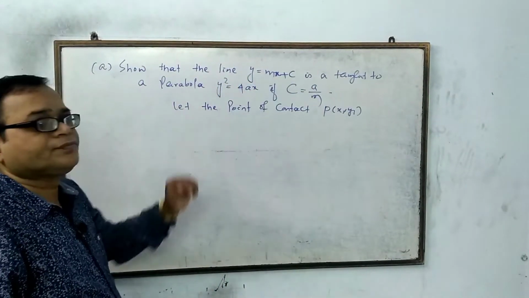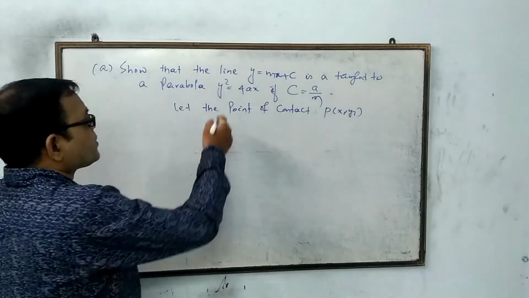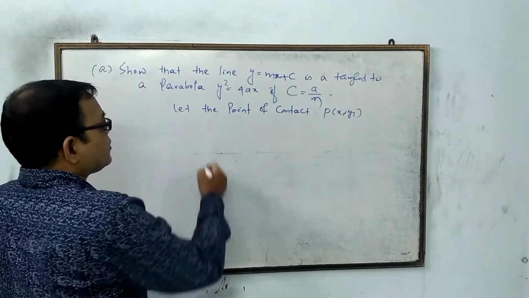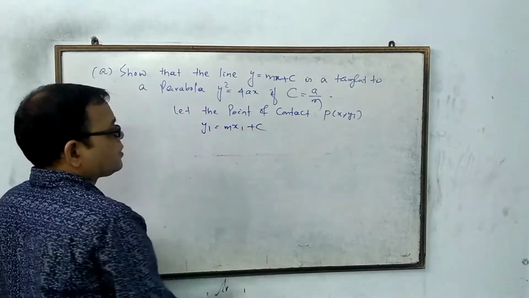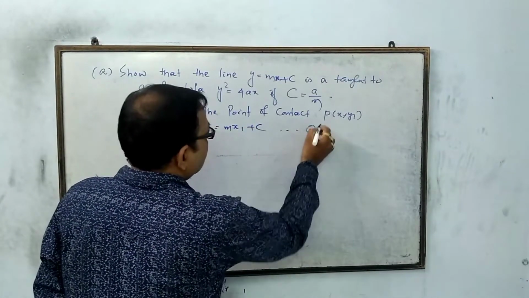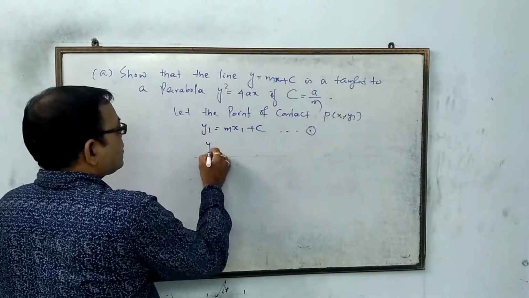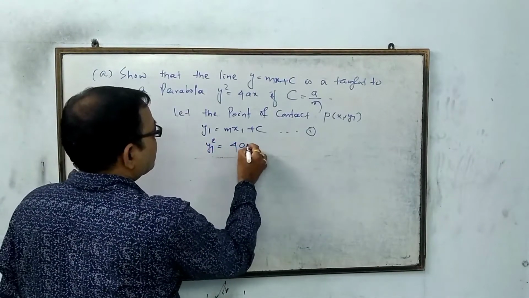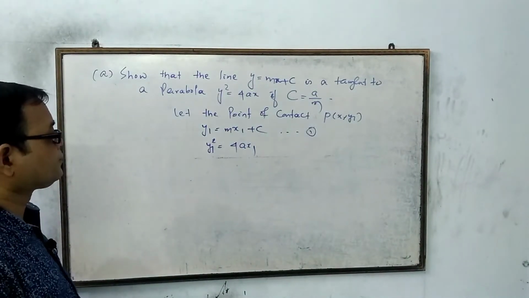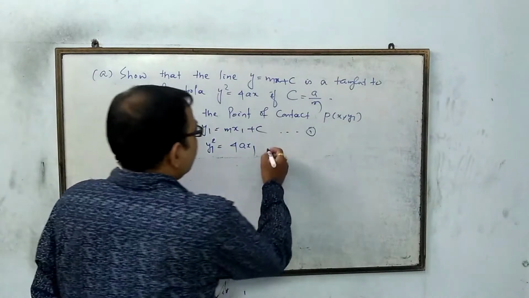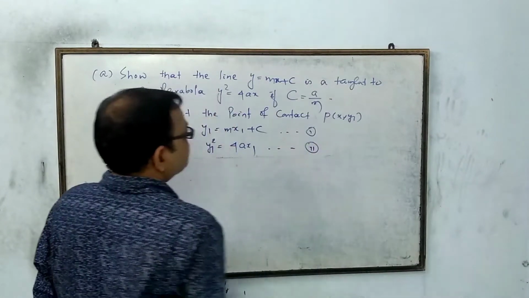So this point will satisfy the equation of the line. So we can write y1 is equal to mx1 plus c, which is equation number 1. Similarly, y1 square equal to 4a into x1, as the point is on the parabola. This is the second equation.